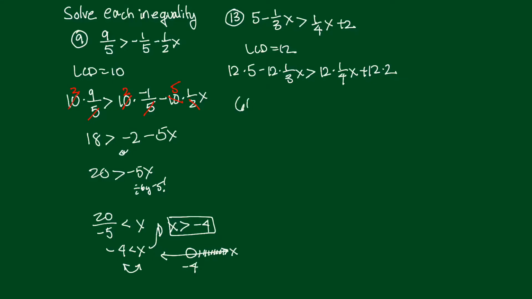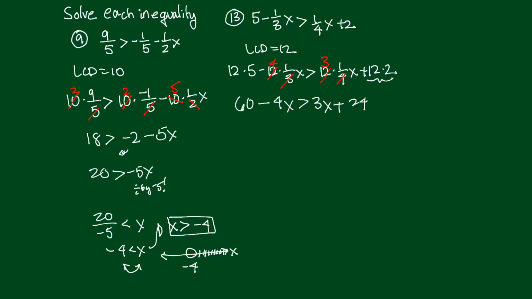12 times 5 is 60 minus, and what happens here now? 3 will go into 12 4 times, and we are left with 4 times 1x, 4x, so we're left with 4x here, strictly greater than, and what happens here? 4 will go into 12 3 times, so we are left with 3 times 1, which is 3x, so we're left with the 3x here, and then plus, this last term's a 24.